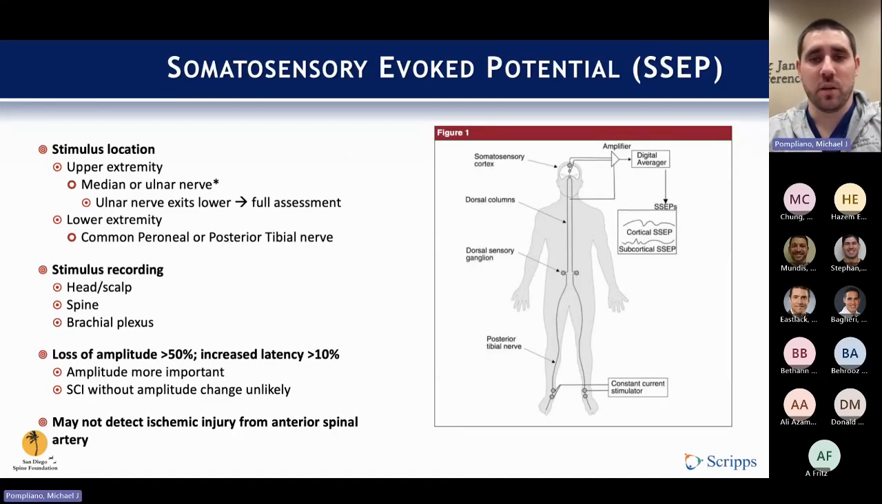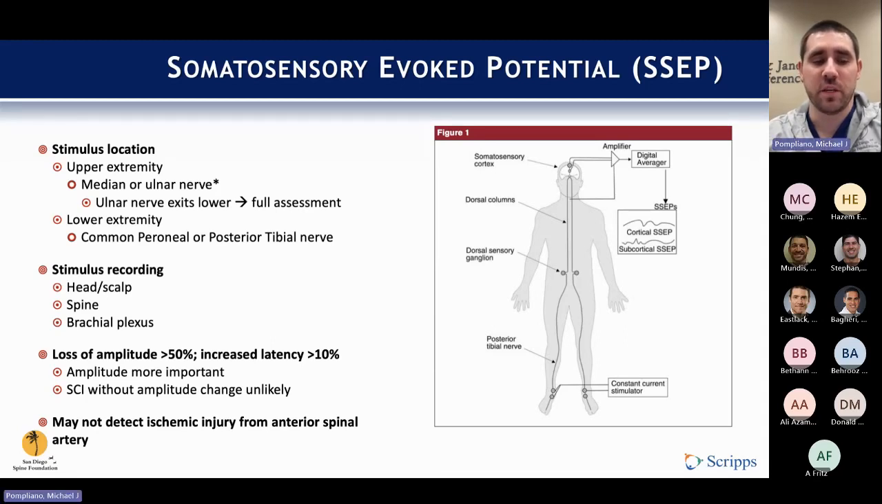So this is kind of the logistics of how this happens. For the stimulus location in the upper extremity, the preferred is typically the ulnar nerve. The ulnar nerve exits lower than the median nerve, so that allows for full assessment throughout the course. In the lower extremity, most commonly, I think, is the posterior tibial nerve, though you can use the common peroneal nerve as well. And then that stimulus is recorded generally more proximally, so typically in the head, the scalp, although you can record it in other locations as well along that pathway.